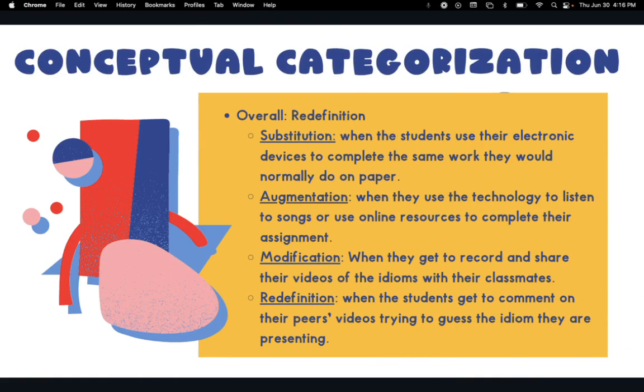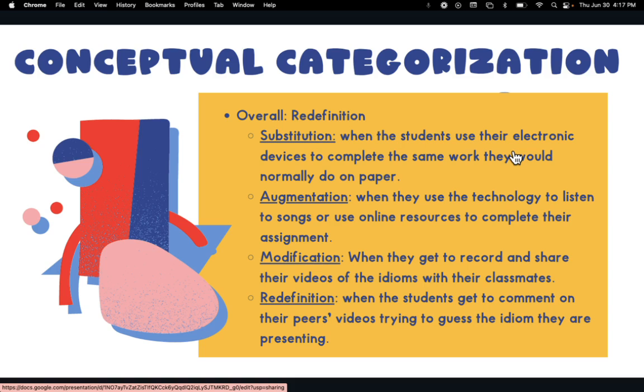So the conceptual categorization that we identified is that overall this unit is an example of redefinition based on the SAMR model, and we'll explain how we got there. Substitution is when the students use their electronic devices to complete the same work that they would normally do on paper. But then it moves up to augmentation when they use technology to listen to songs and use online resources to complete their assignment.